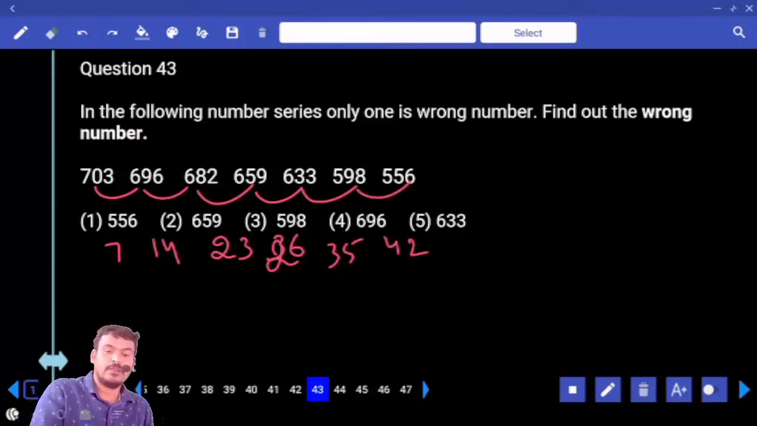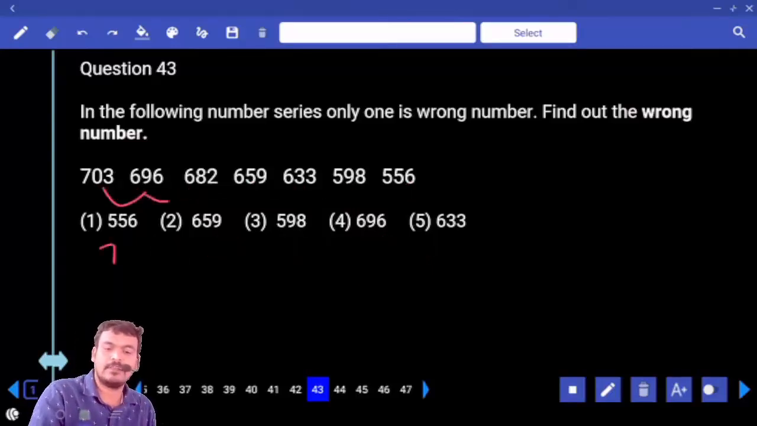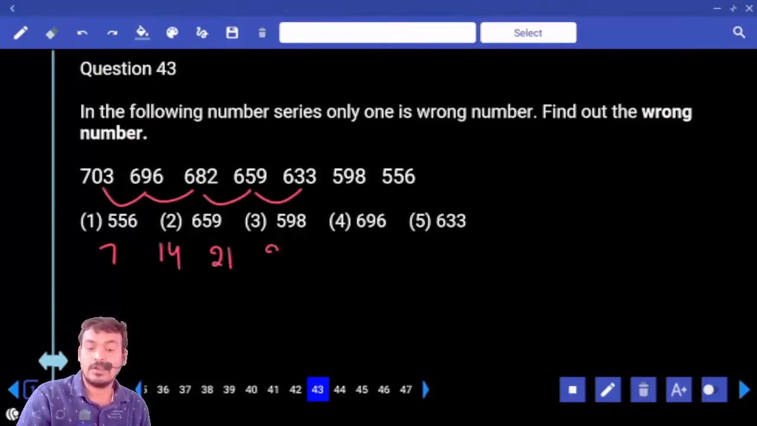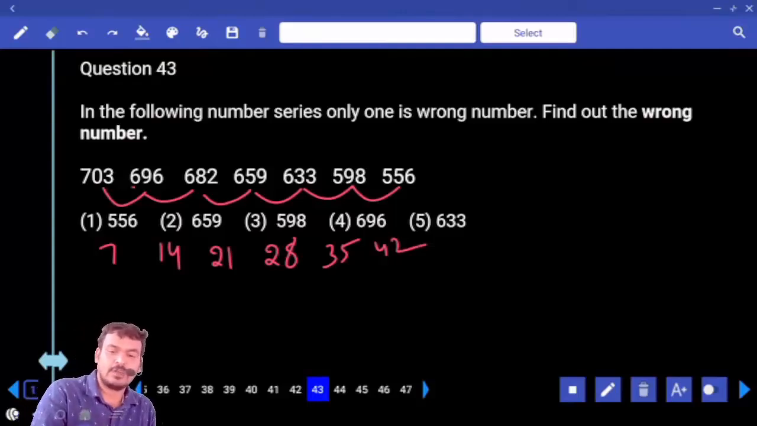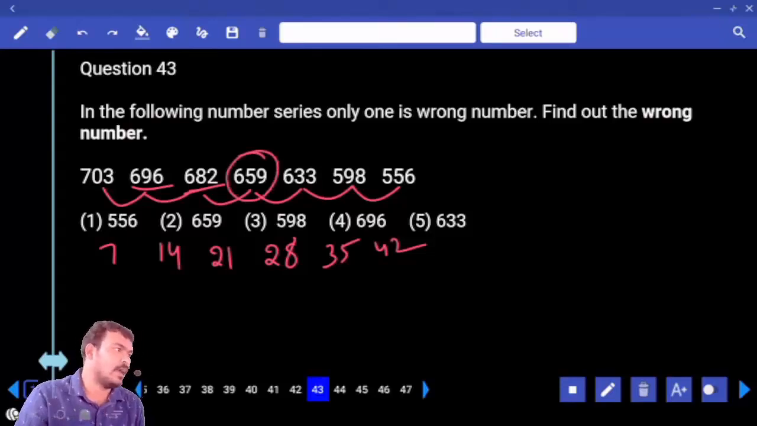Just one minute. What is the first term? 7. Second term 14. What are the last two terms? 35 and 42. Means all are multiples of 7 or not? Okay. First, what is the difference? 7, 14. Means next one 21. Next one 28. Next 35. Next 42 or not? 696 minus 14, how much? 682. 682 minus 21, 661. Means wrong number: 659.